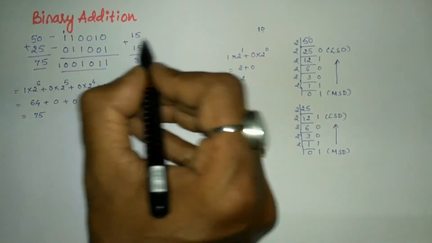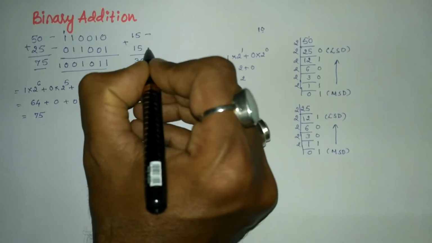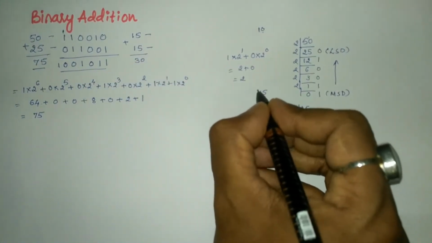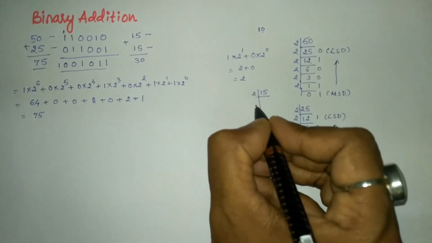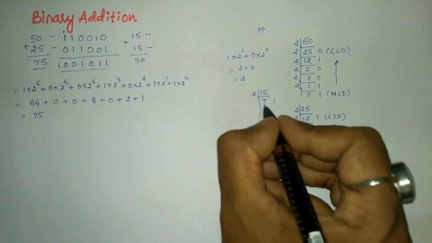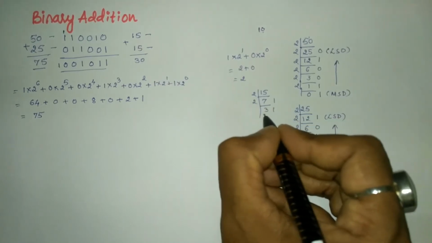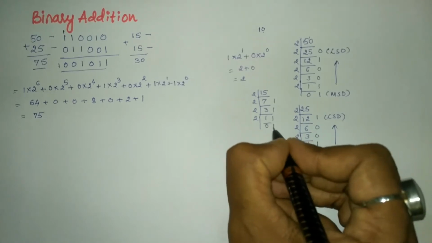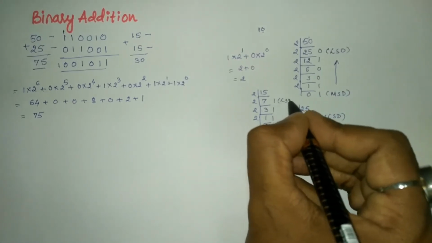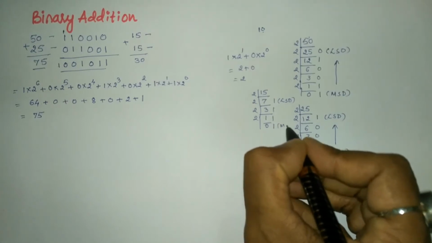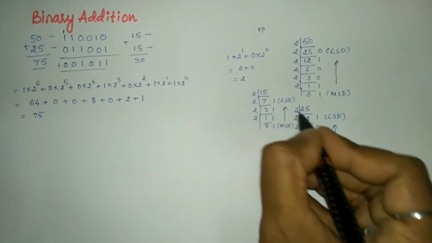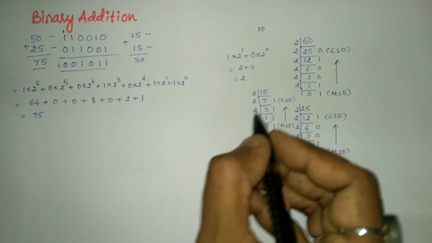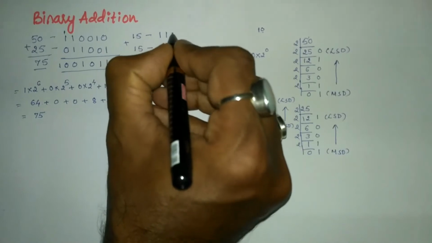Now let us move on to the second example. We are going to convert this 15 into a binary number. Here I am going to write 15 and divide this number by 2. So 2 sevens are 14, 1 is the remainder. 2 threes are 6, 1 is the remainder. 2 ones are 2, 1 is the remainder. 2 zeros are 0, and this one will become the remainder. So the first remainder is the least significant digit and the last remainder is the most significant digit. We have to write it from most significant digit to least significant digit, that is 4 times 1. So here I'm going to write 1, 1, 1, 1.